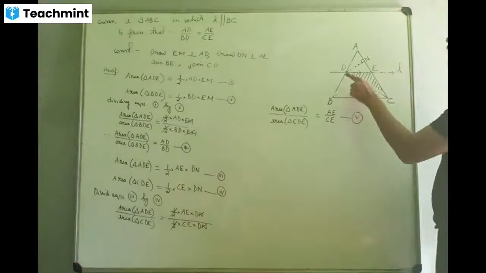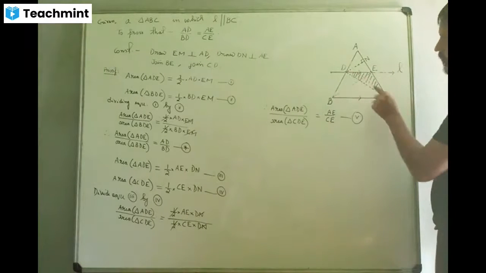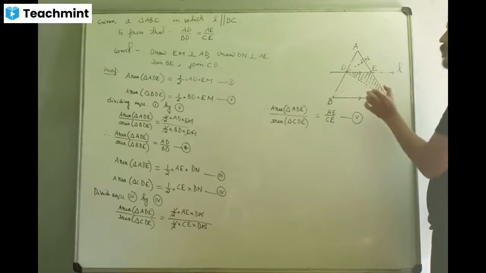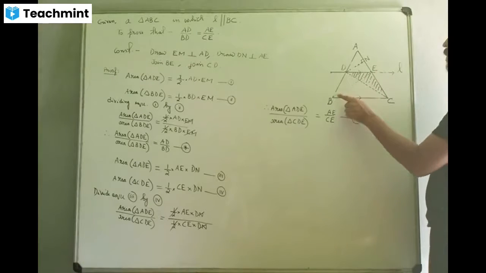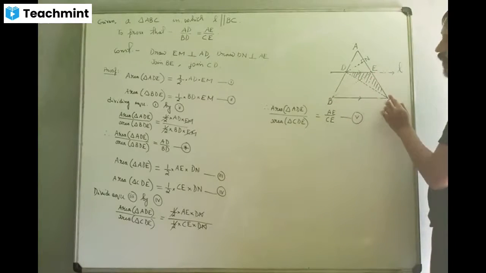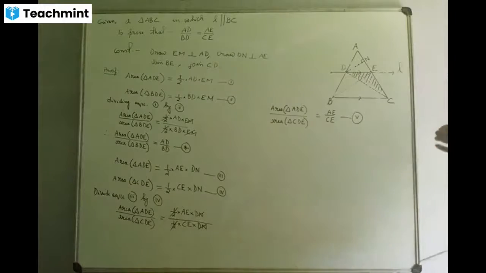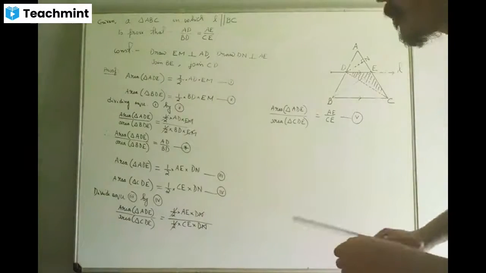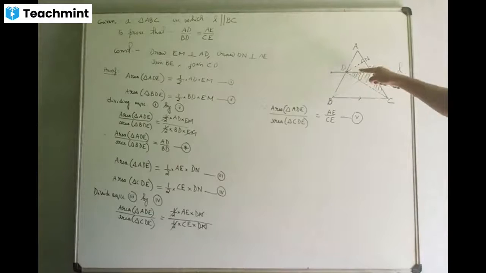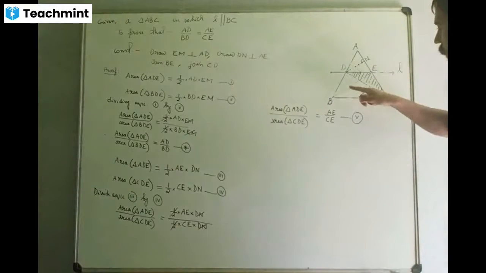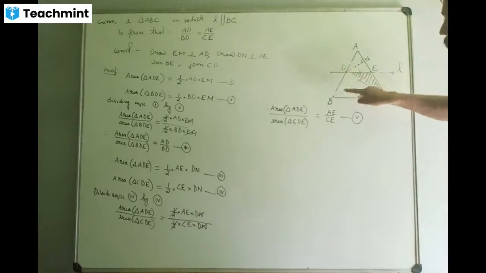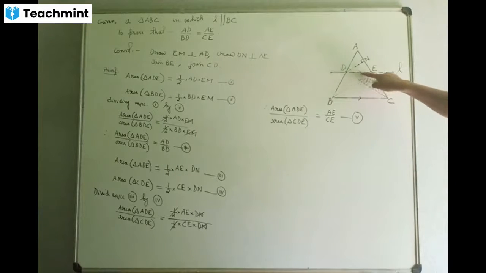Triangle BDE and CDE. These two triangles, BDE and CDE, have a common side. What is that common side? DE is the common side. See? Look at this triangle. In triangle BDE, DE is one of the sides.